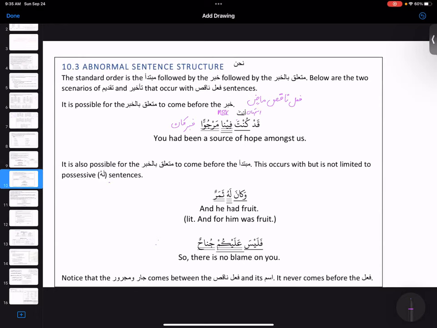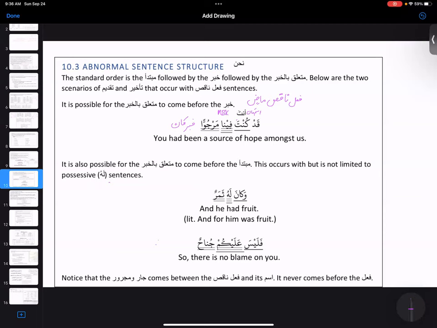Okay. Now, abnormal sentence structure. So the standard order is mubtada followed by the khabar and followed by muta'alliq bil khabar. Below are the two scenarios of taqdeem and ta'khir that occur with fi'l naqis sentences. So now it is possible for muta'alliq bil khabar to come before the khabar, right? So we're going to take it as a normal jumla ismiya. In jumla ismiya that happens, right? Sometimes mubtada is muakhkhar, and khabar is muqaddam or MBK is muqaddam. So that's going to happen in these sentences as well.